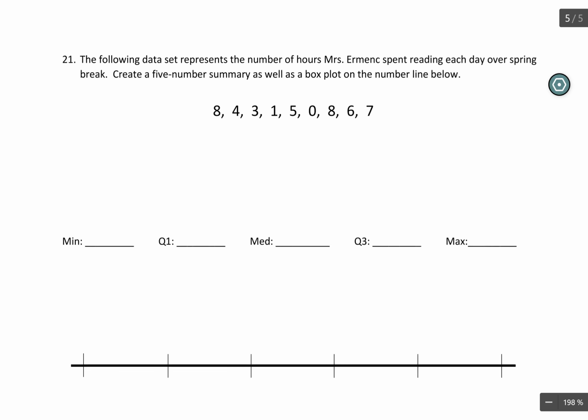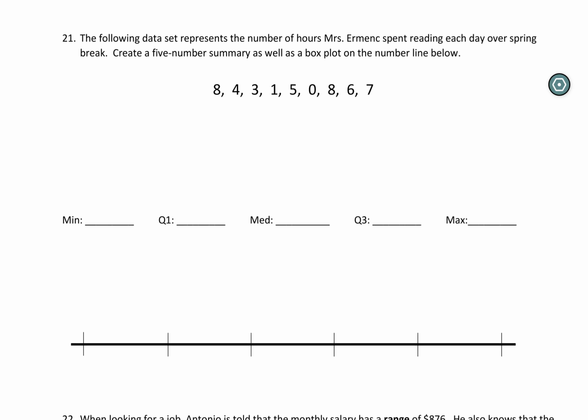Question 21. The following data set represents the number of hours Mrs. Ermant spent reading each day over spring break. Create a 5-number summary as well as a box plot on the number line below. So my first step is I need to write my numbers in order from least to greatest.